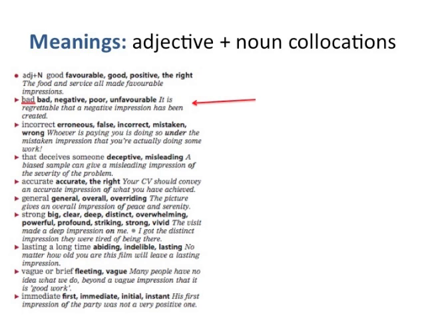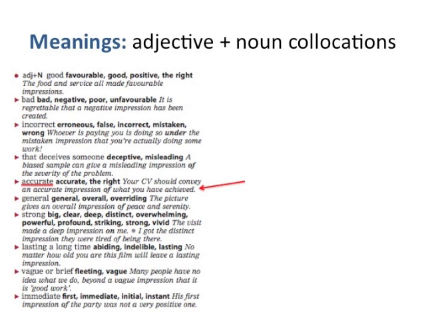Now, let's read collocations that mean something like a bad impression. Bad, negative, poor, unfavorable. Also, pay attention to the example sentence under the collocations. It's regrettable that a negative impression has been created. You can also read some other types. For example, let's read adjectives that mean accurate impression. So accurate, the right. Let's also read an example sentence. Your CV should convey an accurate impression of what you have achieved.